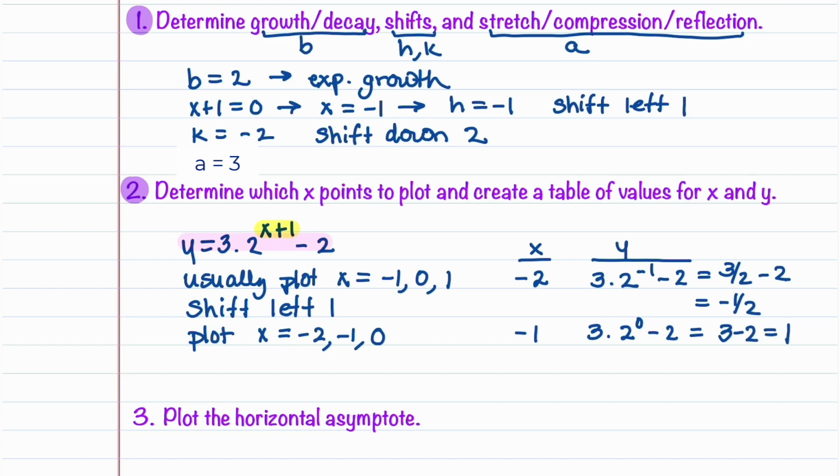And we have one more. x is equal to 0. And this gives us 3 times 2 to the 0 plus 1. So that's just 2 to the 1 minus 2. So this is 6 minus 2, which is equal to 4.